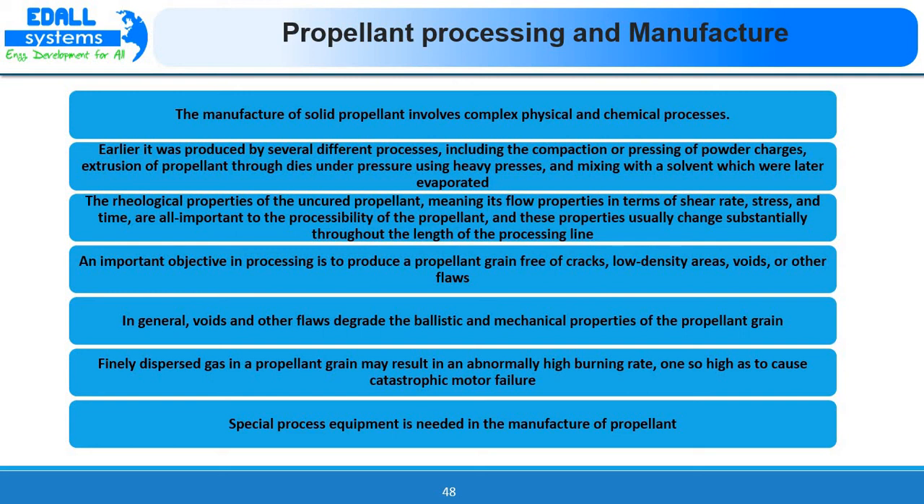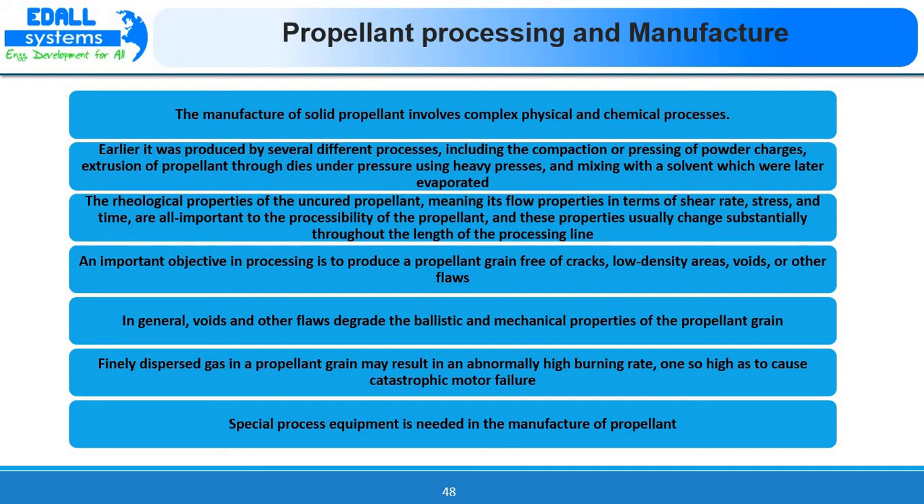The rheological properties of the uncured propellant, meaning its flow properties in terms of shear rate, stress, and time, are all important to the processability of the propellant, and these properties usually change substantially throughout the length of the processing line. An important objective in processing is to produce a propellant grain free of cracks, low-density areas, voids, or other flaws. In general, voids and other flaws degrade the ballistic and mechanical properties of the propellant grain. Finely dispersed gas in a propellant grain may result in an abnormally high burning rate, one so high as to cause catastrophic motor failure. Special process equipment is needed in manufacturing of the propellant.